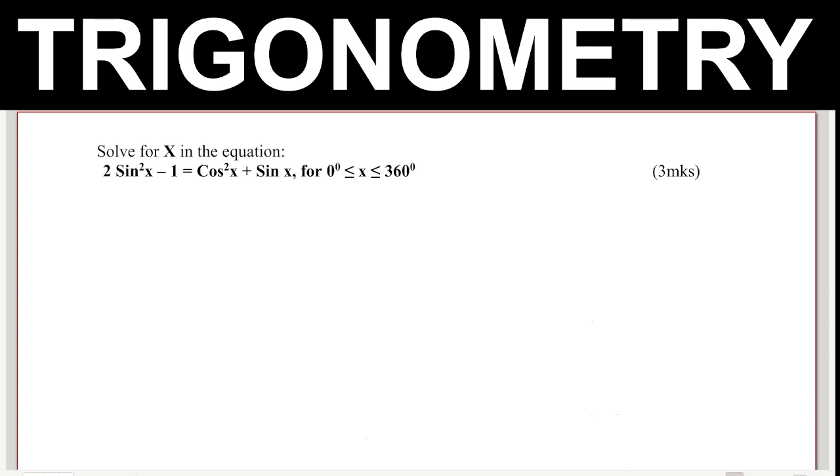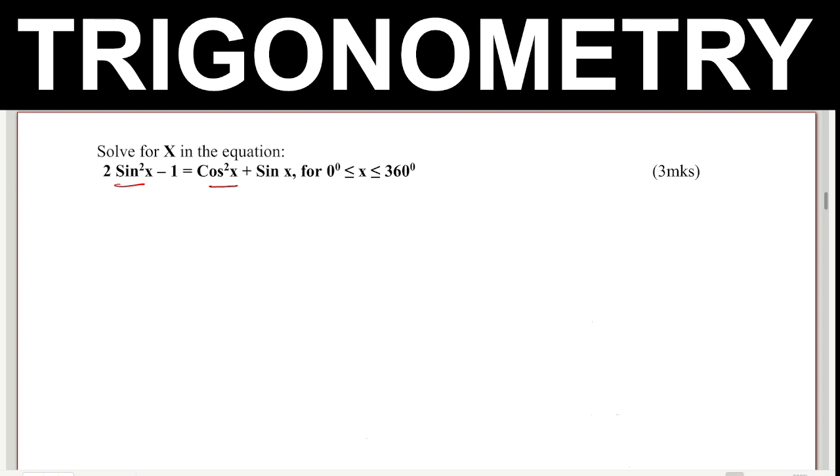The first thing you're going to do is to ensure that everything is uniform. For you to obtain the value of x, this is just a single equation, and you cannot solve a single equation where you have two unknowns. In this case, you have sine and you have cosine. So you must decide to make all of them cosine or all of them sine.